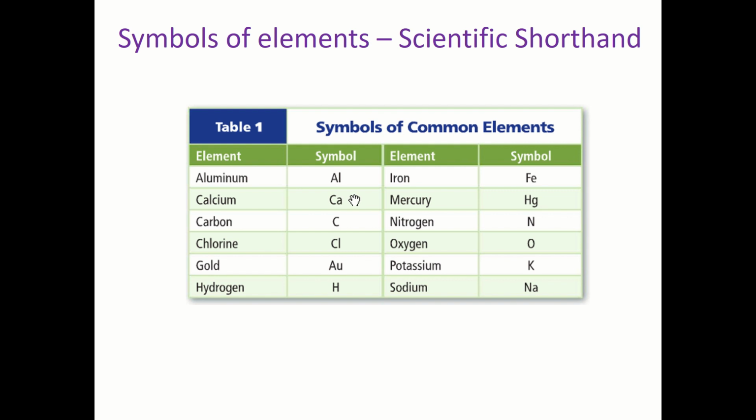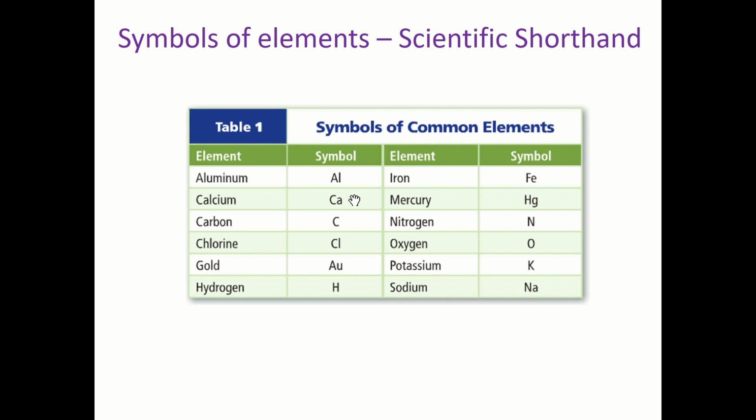So sometimes we use the Latin names, and sometimes we use the name of the person who discovered the element. For example, curium is named after Madame Curie, the lady who discovered radioactivity. Sometimes we use the name of a country, like americium or germanium, and so on.